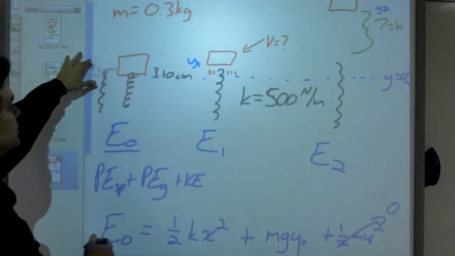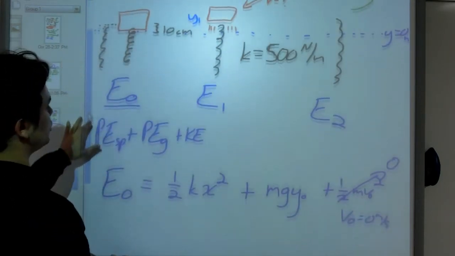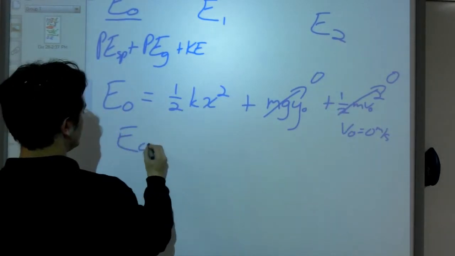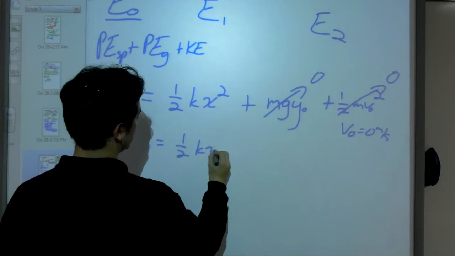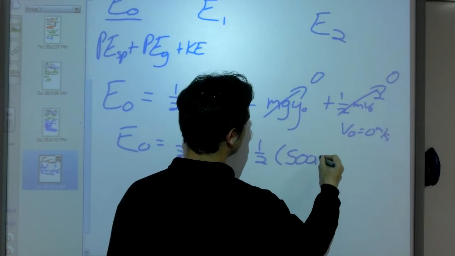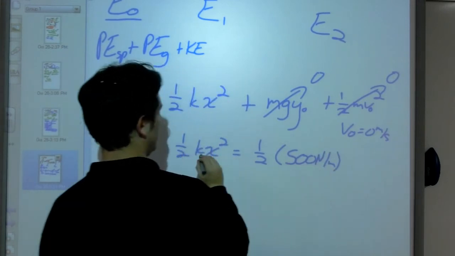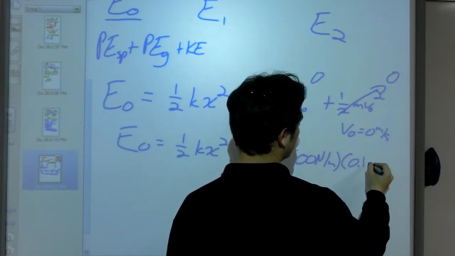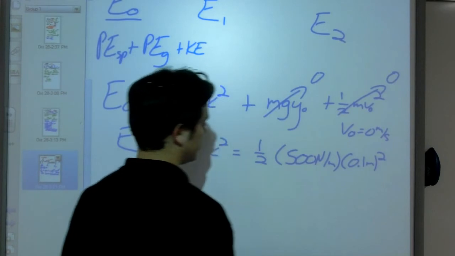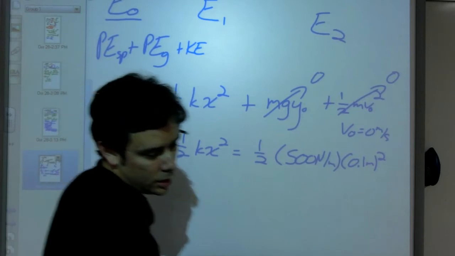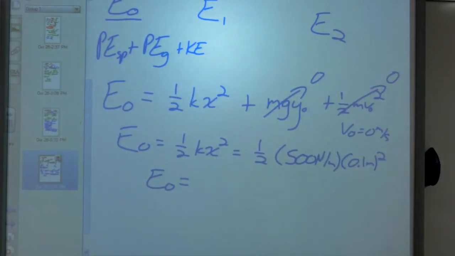And the way I've set up my coordinate system, this is y0. So that goes to 0 as well. My initial energy equals 1/2 kx squared, which equals 1/2 times 500 Newton per meter times x squared, which is 0.1 meters squared. Okay, so that gives me a total initial energy, and a total energy in my system of 2.5 joules.